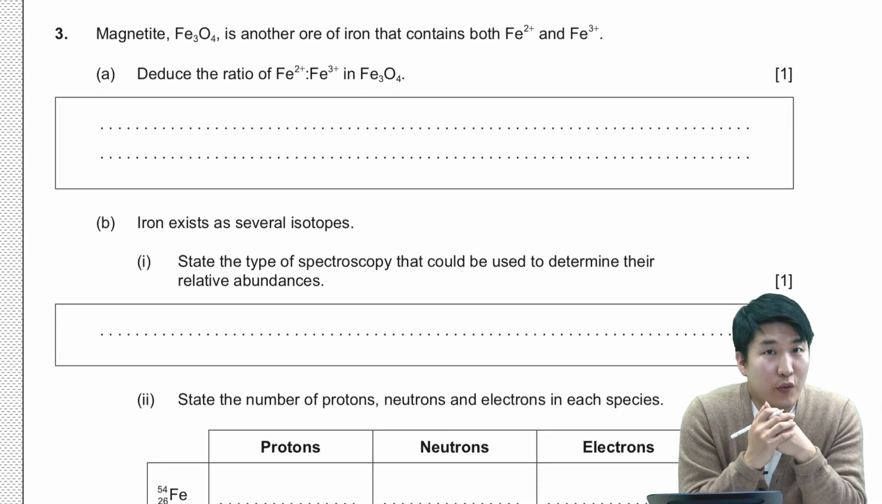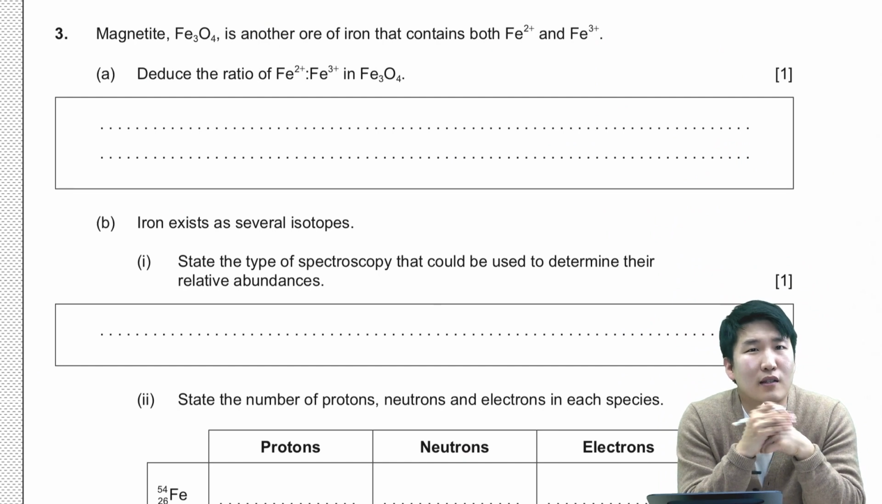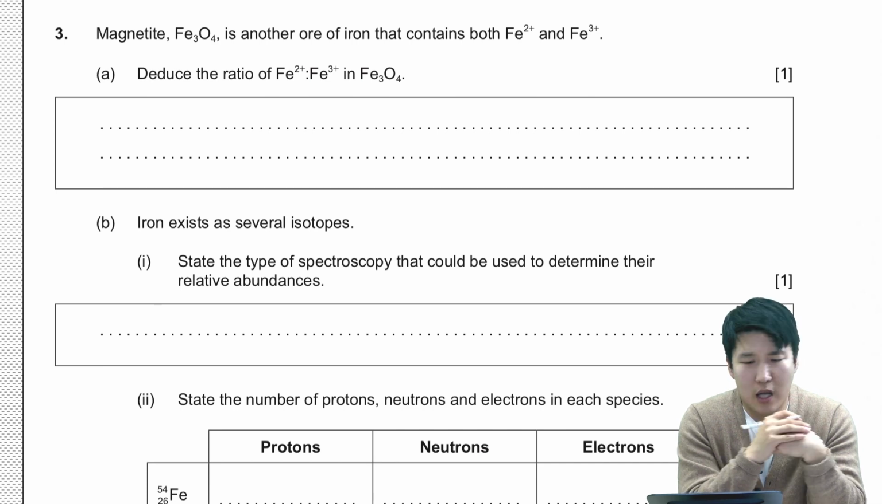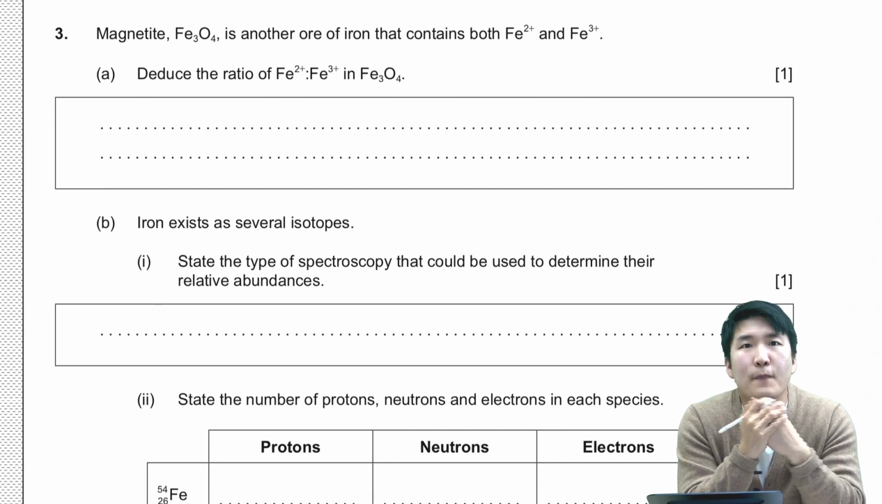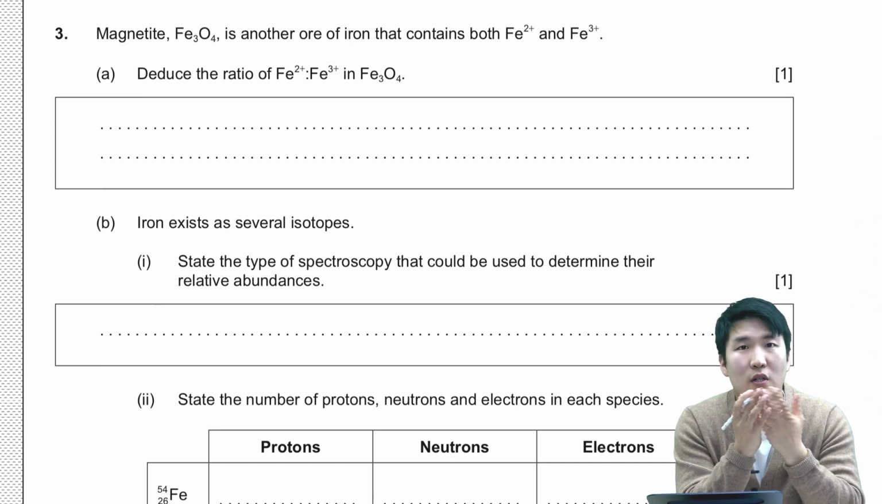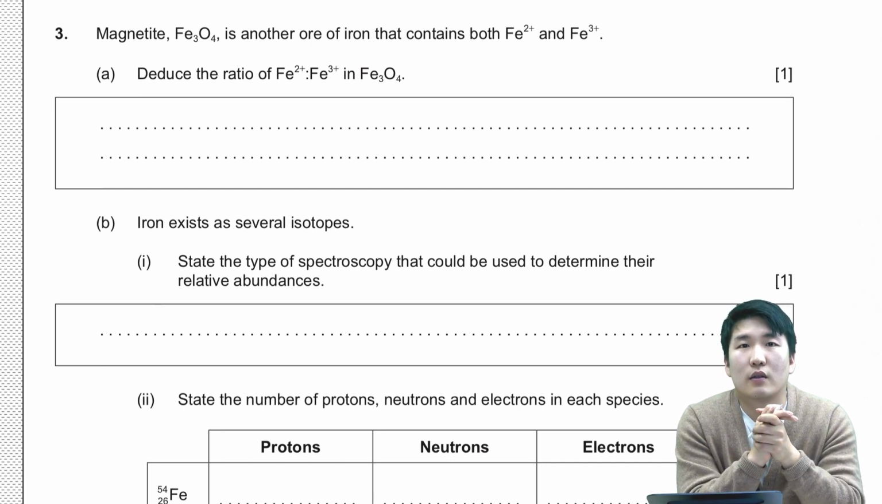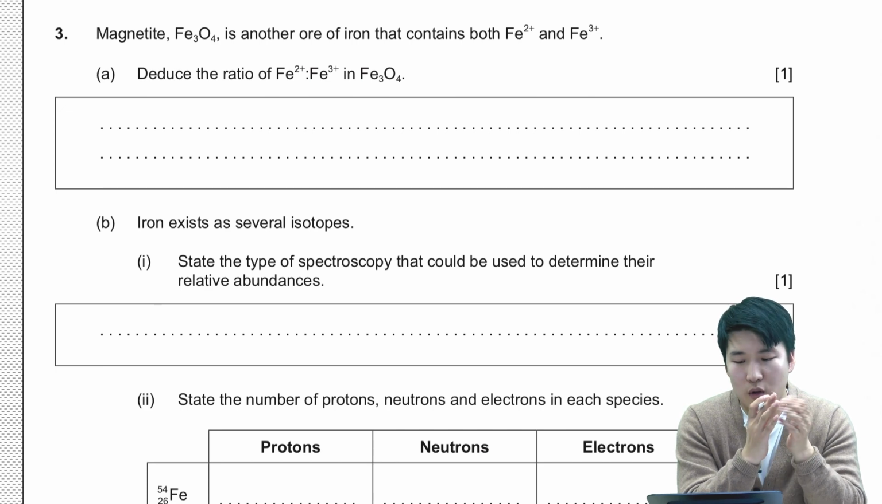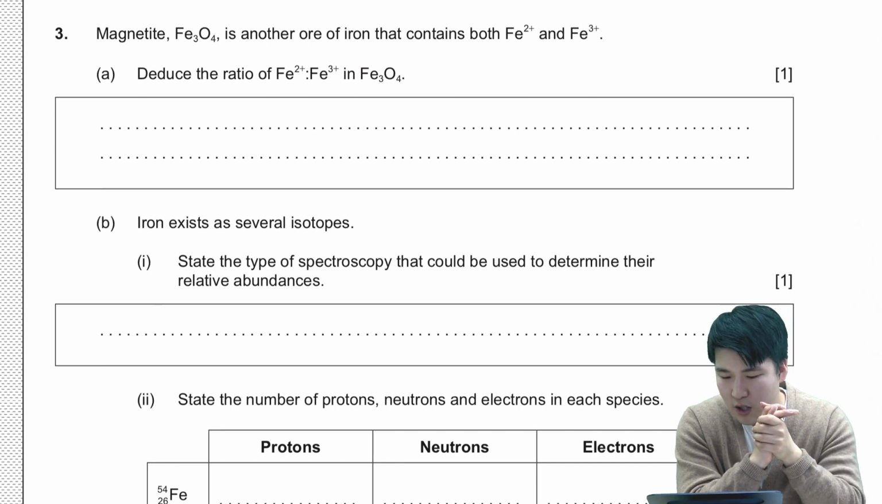Moving on to question 3. We are again dealing with iron, Fe related ionic compound, iron ore, Fe3O4. And this time there are 2 ions involved, Fe2+ and Fe3+. Fe3O4 ore has both of the 2+ and 3+ ions, and we have to work out their ratio.